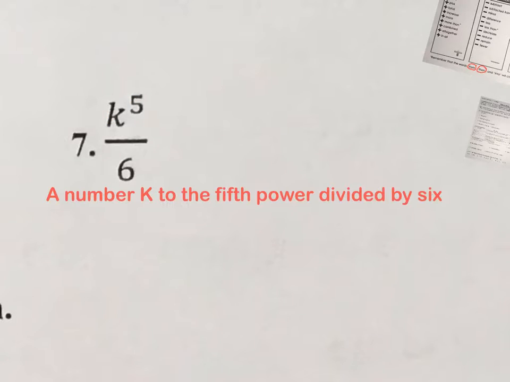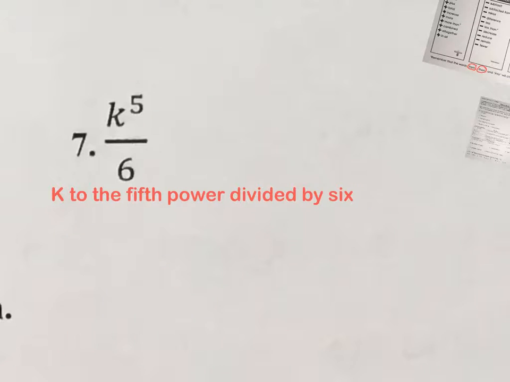So we don't have to put a number K. You could just say K, right? But K at the end of it all is going to take the place of a number. So you could say a number K to the 5th power, or you could just say K to the 5th power divided by 6. There it is. So I erased the number. I just put K to the 5th power divided by 6.